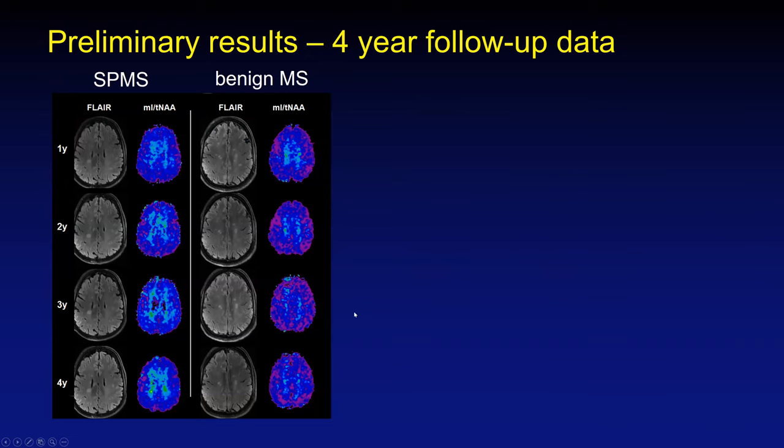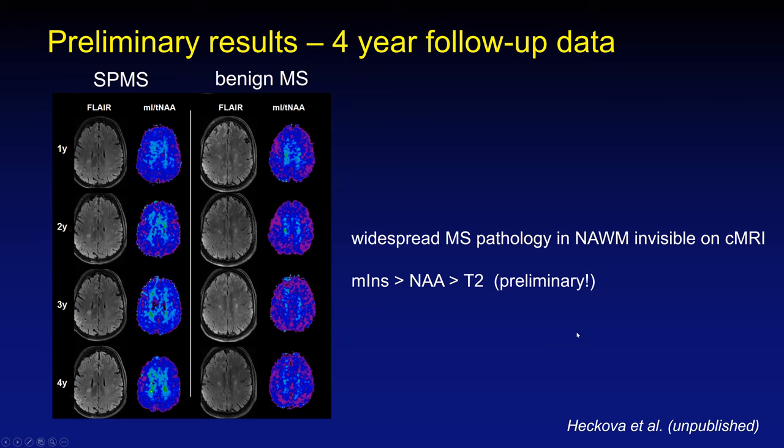Here are some early results that we haven't fully evaluated yet, where we compare a 4-year follow-up for a secondary progressive MS case and a more benign disease course in another MS patient. You can nicely see an increase in these minus-to-NAA ratios. What we are trying to do here is see whether this is maybe indicative of lesion formation. I think these are very preliminary indications, but we have some indication that there might be such a trend in this direction. But the problem is we are limited to only a single slice, which makes it easy to spot new lesions.